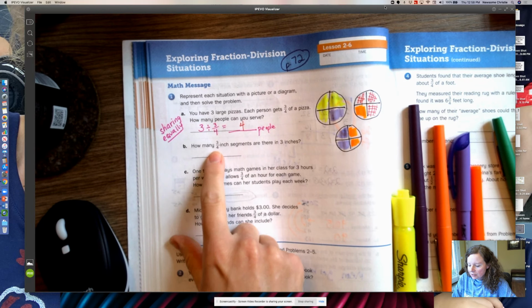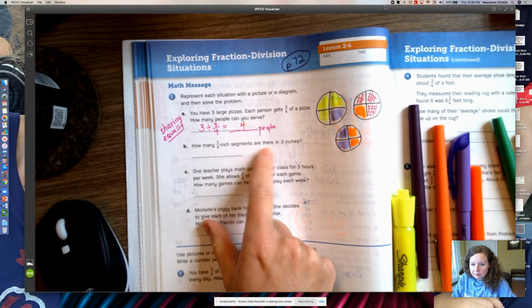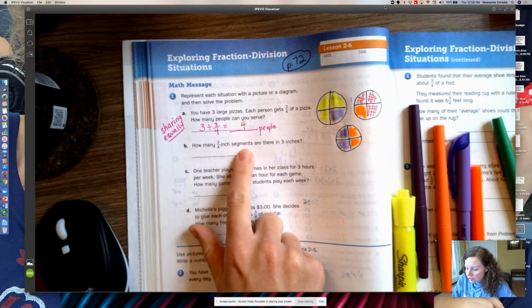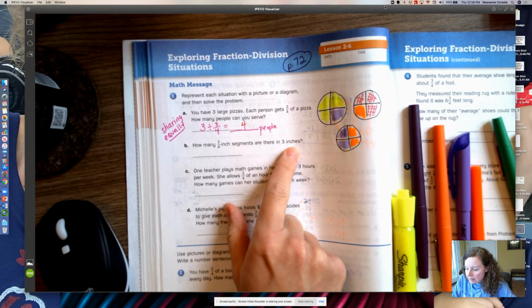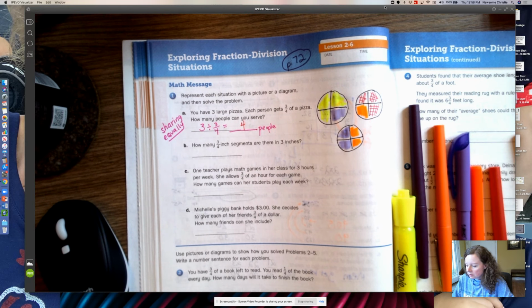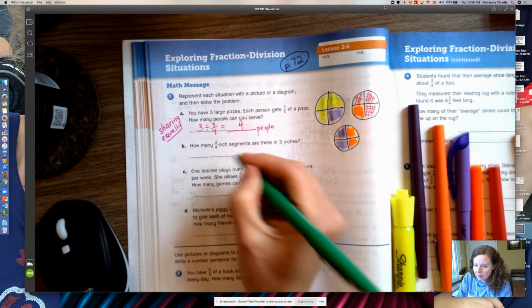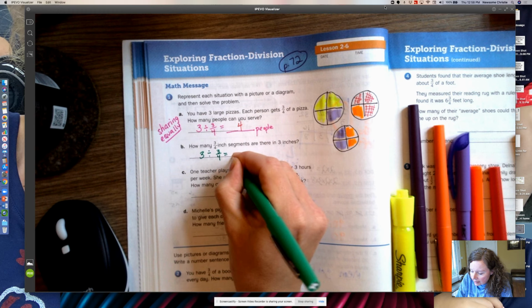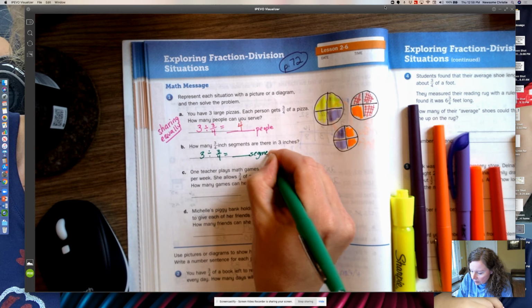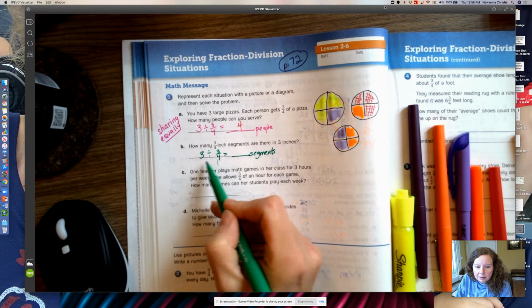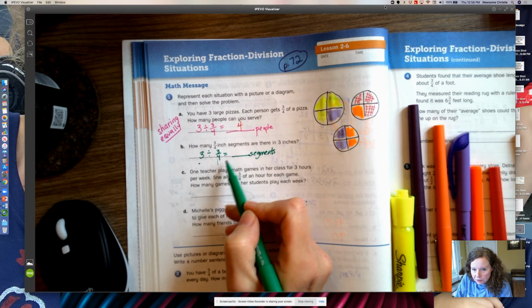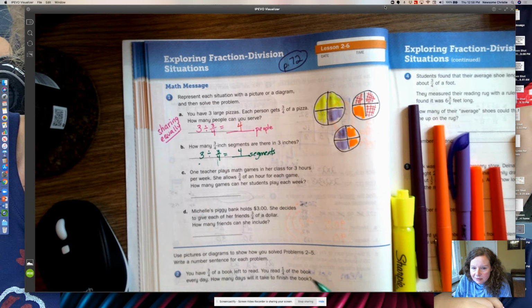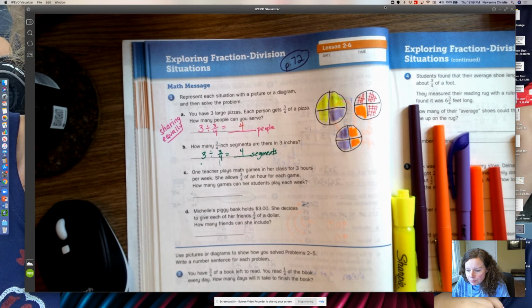Let's look at part B. B says how many 3/4 inch segments are there in 3 inches? So how many 3/4 inch segments are there in 3 inches? For this one, you're going to notice something about the math message. If I have 3 inches and I want to know how many 3/4 are inside, it's the same number sentence as up here: 3 divided by 3/4. So we know the answer is going to be 4, right? We know that because the problem's the same. Your picture is probably going to look different.